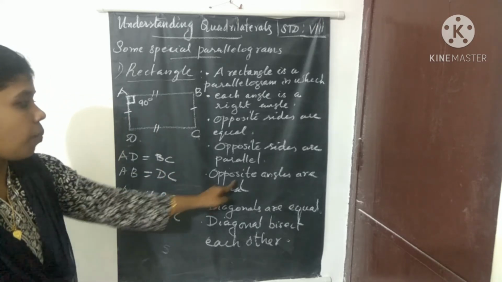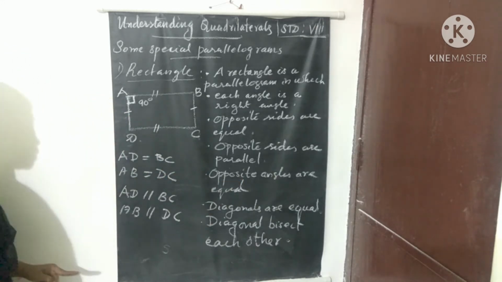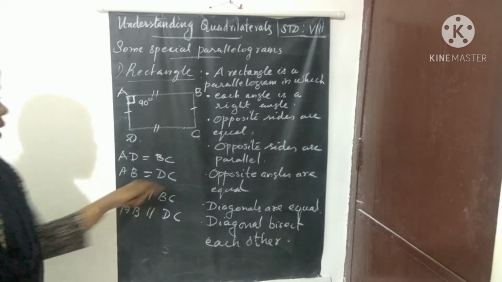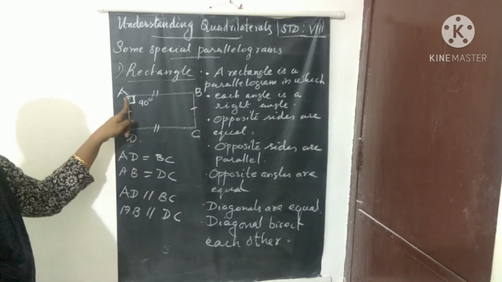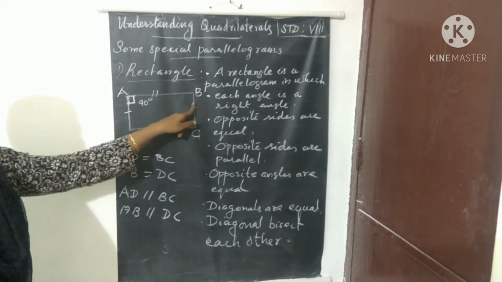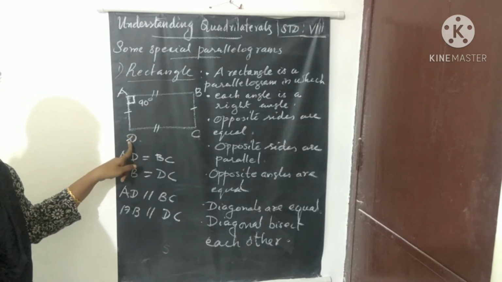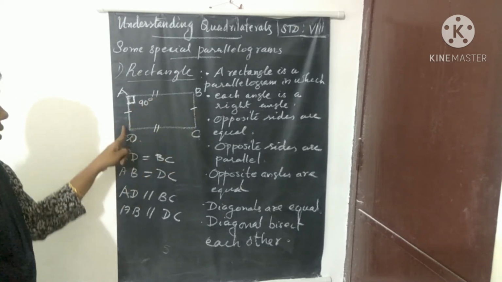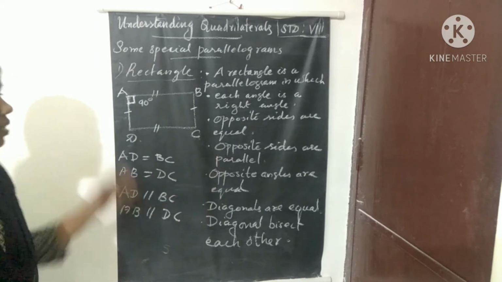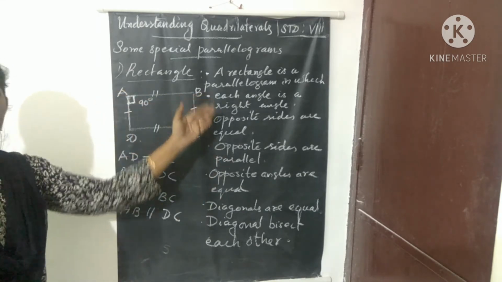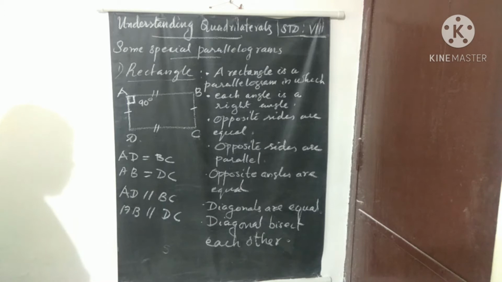Next, opposite angles are equal. That means angle A equals angle C, angle B equals angle D. Also, each angle is 90 degrees. That means all angles are equal.